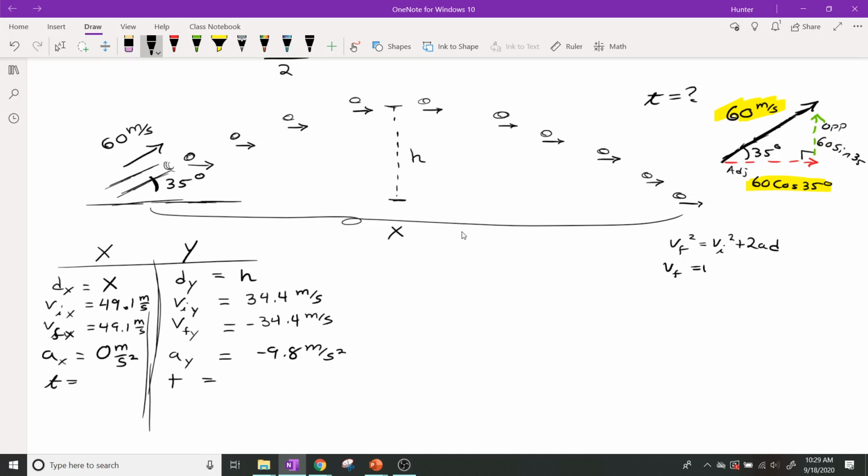VF equals VI plus AT. Displacement equals VIT plus 1 half AT squared. And then displacement equals VI plus VF divided by 2 times time. This one might be useful this time. The forbidden equation might be helpful. Okay. Not today. It could be.